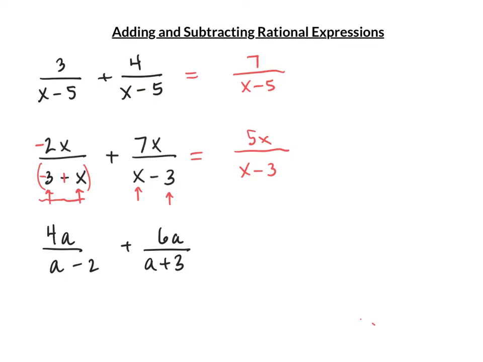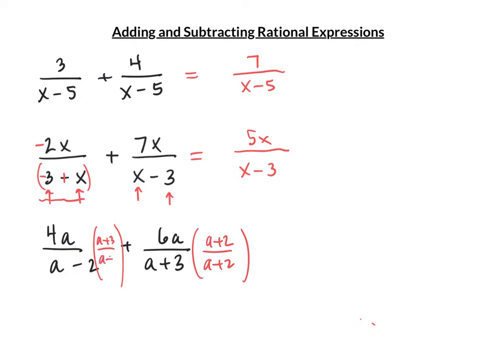The third example is like the one I did on the previous page. If a minus 2 is in your denominator, it will be part of the common denominator. If a plus 3 is in your denominator, it will be part of the common denominator. In other words, the least I can do and make these two denominators the same is give this side an a plus 2 and give this side an a plus 3.